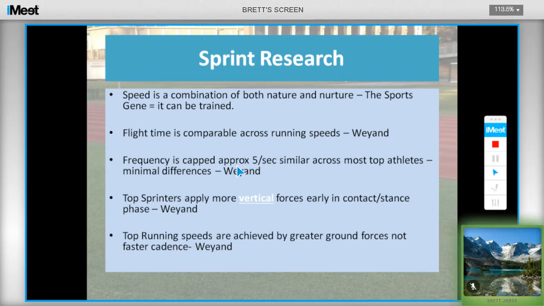He also discovered that the frequency is capped, that there's a sort of ceiling of around 5 strides per second across most top athletes. So there's really minimal differences there. Between 4.8 to 5 strides per second is the top range of stride frequency. The key and critical difference that he found was that top sprinters apply more vertical forces and vertical ground reaction forces, and that they do this very early in the contact or stance phase. So top running speeds are achieved by creating greater forces on the ground and not by increasing our leg turnover or our leg speed or our leg cadence.